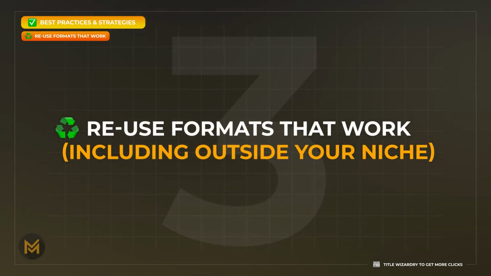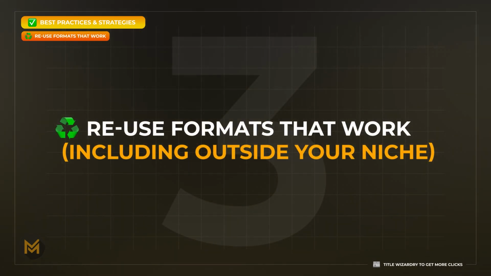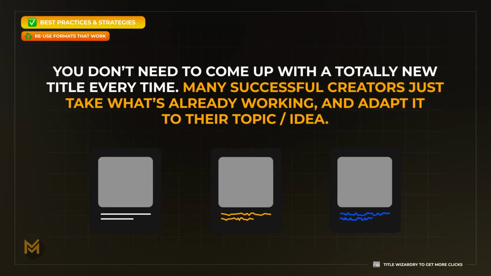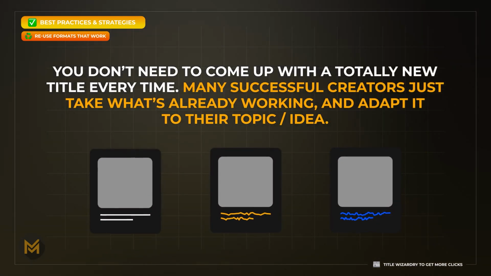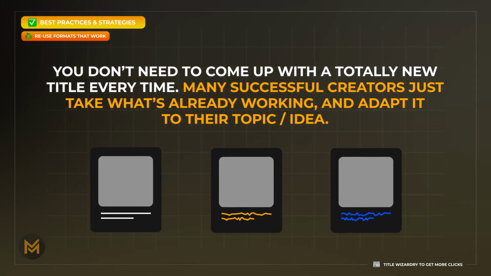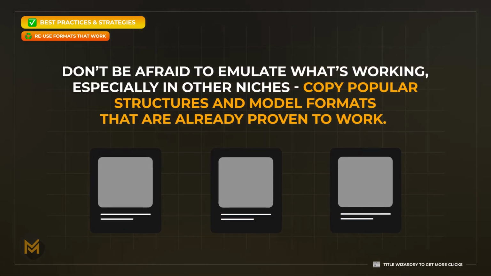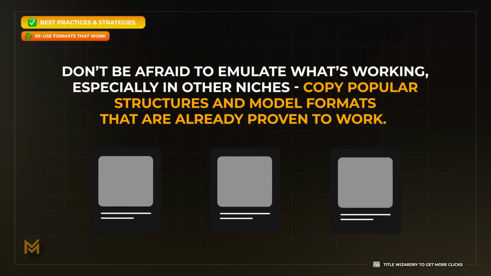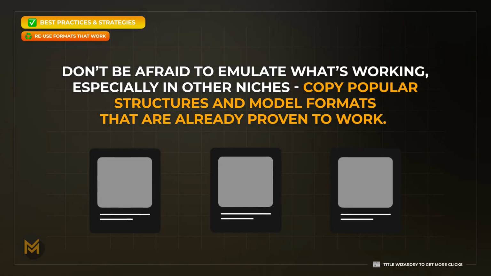Strategy number 3 for titles. Reuse formats that work, including outside your niche. You don't need to come up with a totally new title every time. Many successful creators just take what's already working and adapt it to their topic or idea. Don't be afraid to emulate what's working, especially in other niches. Copy popular title structures and model formats that are already proven to work.